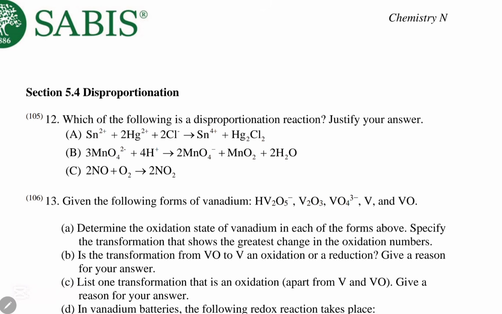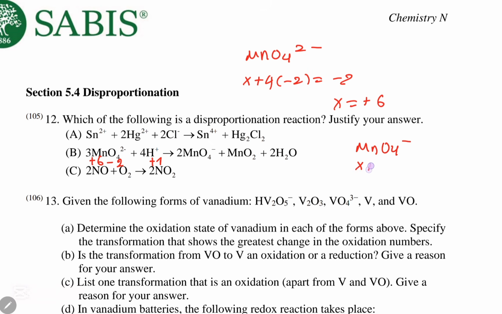Let's move on to part B. We have 3MnO4 2-, okay? MnO4 2-: X plus 4 times -2 is equal to -2. So X is going to be equal to +6. So +6, -2, plus 1. Here, MnO4-: X plus 4 times -2 is equal to -1. So X is going to be equal to 8 minus 1, which is +7. So here +7, and then this is -2.